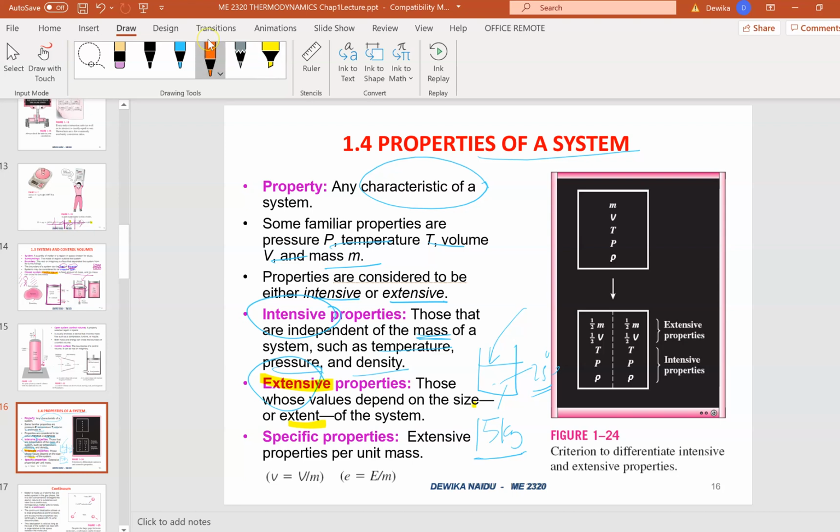Volume, of course, volume. And then we have mass. Mass also is dependent on the size, right? So that is an extensive property. Next, we have specific property.